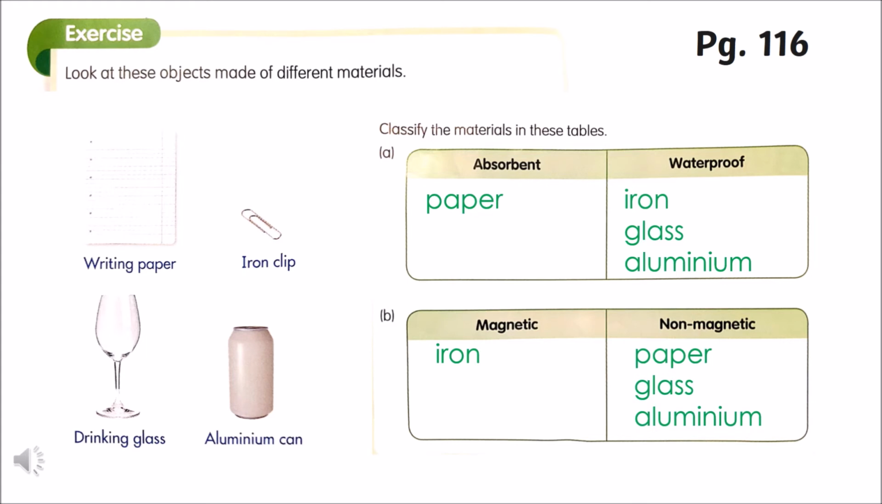Now, you can see here I have not written writing paper, iron clip, drinking glass, aluminium can, because what did the question ask? The question asked, classify the materials, not the objects, the materials. So if you have written the whole words, 2 words, take out the object name and just leave the material, please.